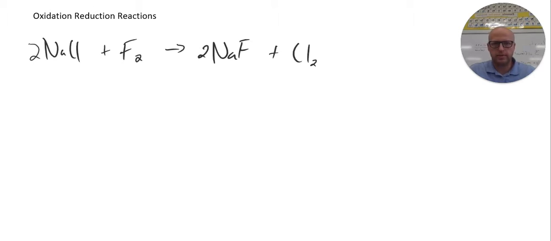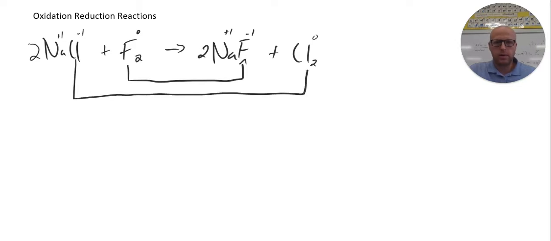plus chlorine. And the way we know this is an oxidation reduction reaction, or redox reaction, is because the oxidation states are changing. So sodium is a +1, chlorine is a -1, fluorine is a 0 since it's in its elemental form. Sodium over here stays a +1, fluorine goes to a -1, and then chlorine goes to a 0. So what we see is two elements here change their oxidation state. Fluorine went from a 0 to a -1, and chlorine went from a -1 to a 0.